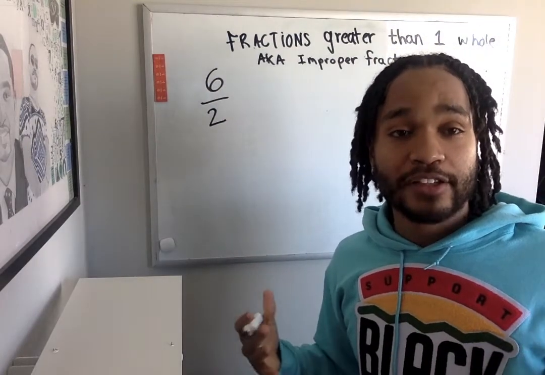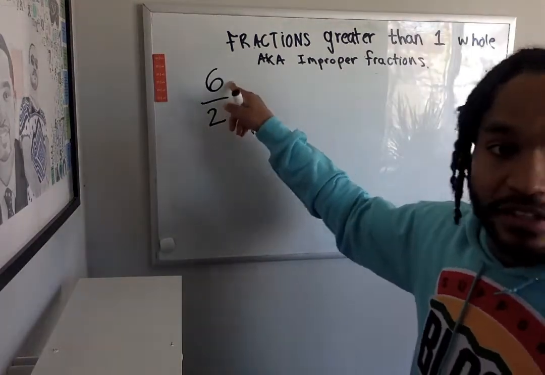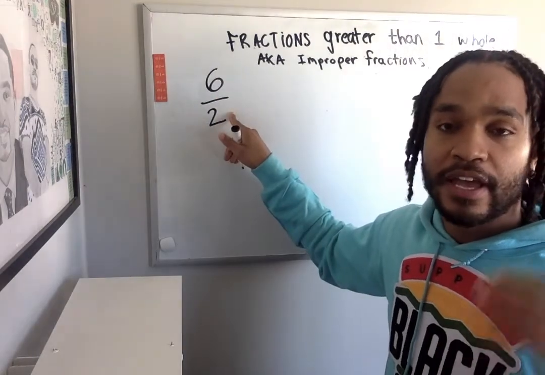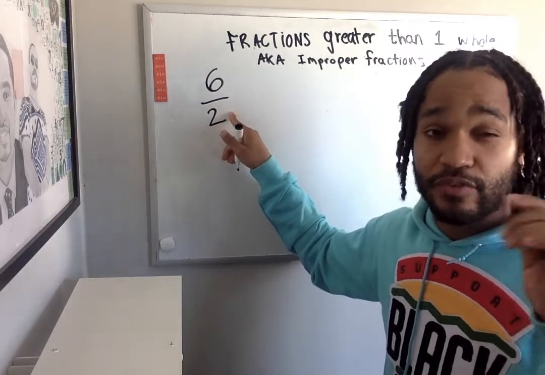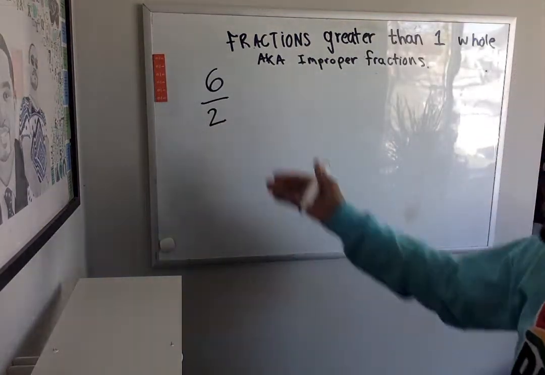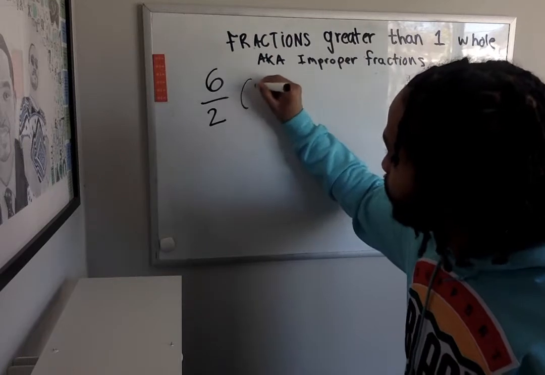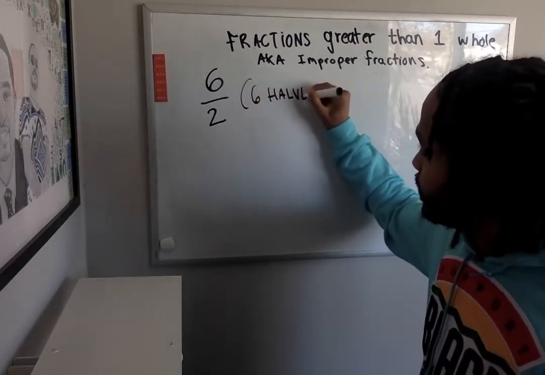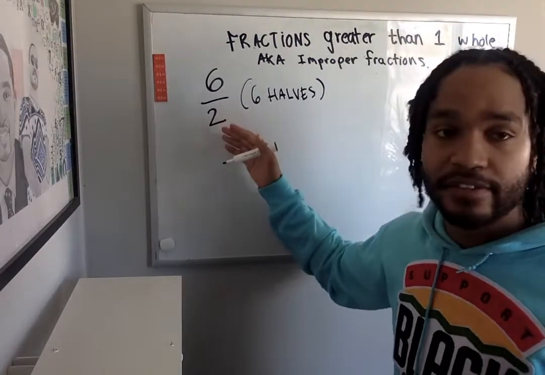Now, we know that fractions are part of a whole. The numerator tells us how many parts we're focused on, and the denominator tells us how many parts each whole is broken into. That's very important. So when I look at this, 6 halves, I know that it has to be greater than one whole because 2 halves make one whole.